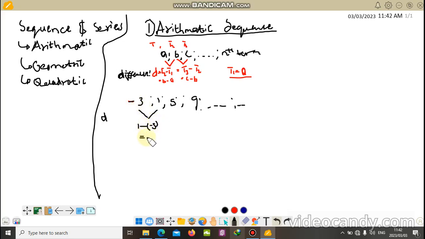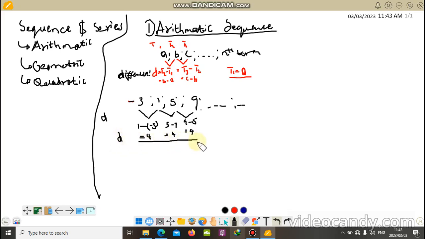So this gives us what? The positive 4. Negative, negative, positive. And then here, term 3 minus term 2 is going to be 5 minus 1 equals 4 as well. This side, term 4 minus term 3 is what? 9 minus 5. This also equals 4. So the common difference is 4.